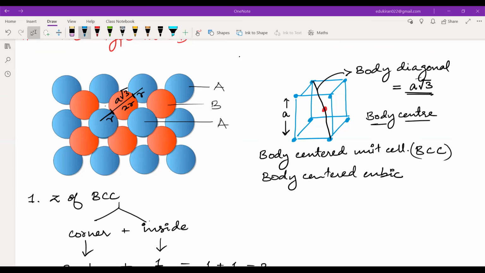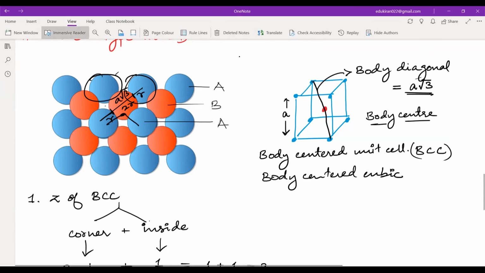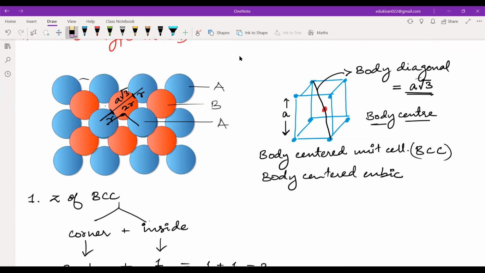See, this is this red atom here. This red atom is touching this blue atom and this blue atom. There will be one more blue atom here and one more blue atom here. And this red atom will also be touching those 2 blue atoms, right? So for the red atom, what will be the coordination number? 8, right? 4 in the lower layer, 4 in the upper layer, correct? I hope all of you can do that.